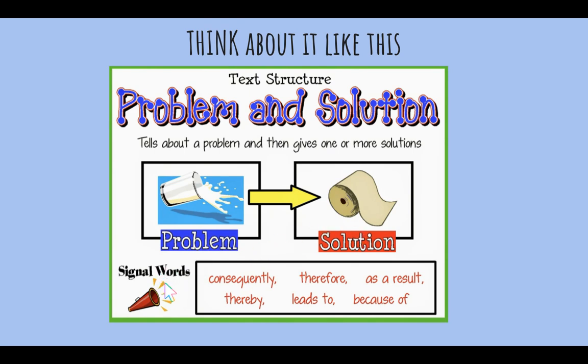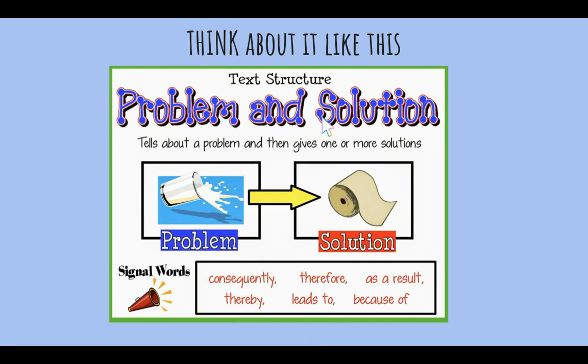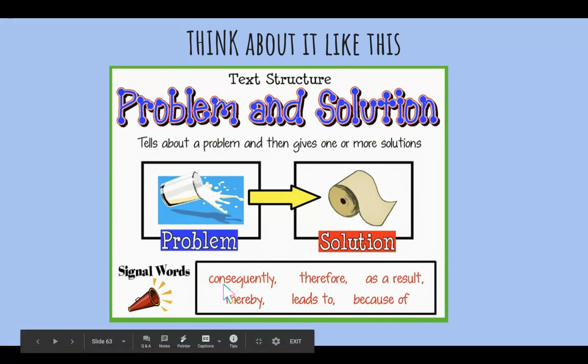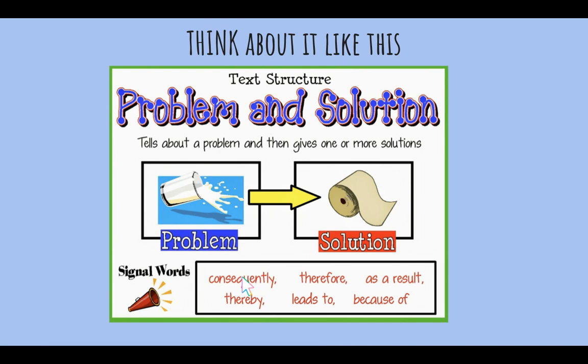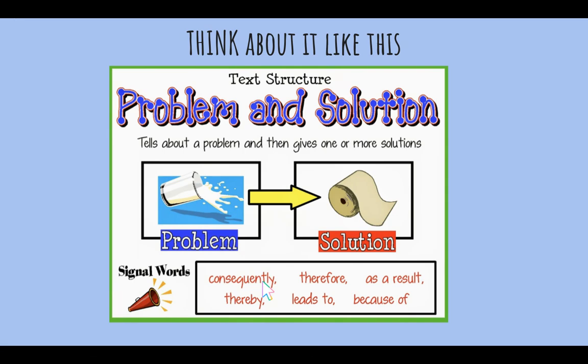And here are some signal words, okay, that let us know that there's a problem and solution type of text structure going on in our story, okay? So there's words like consequently, thereby, therefore, leads to, as a result, and because of. So if you see these words in a text, there's probably going to be some problem and solution going on in there, okay? And those are just a few words, but there's probably many more. Okay, so think problem and solution.